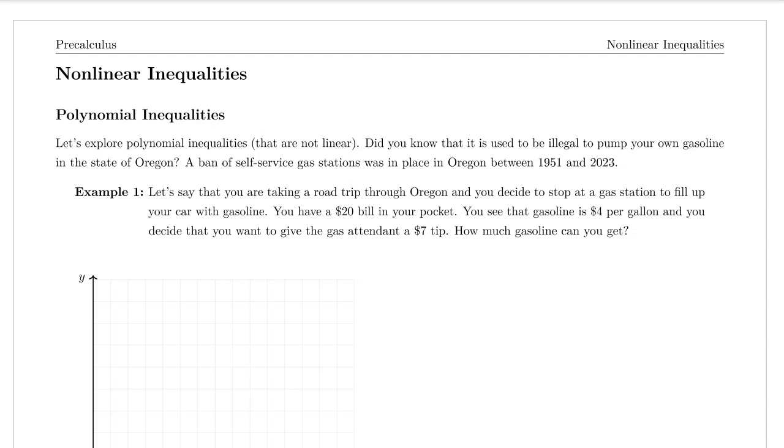Did you know that it used to be illegal to pump your own gasoline in the state of Oregon? A ban of self-service gas stations was in place in Oregon between 1951 and 2023.